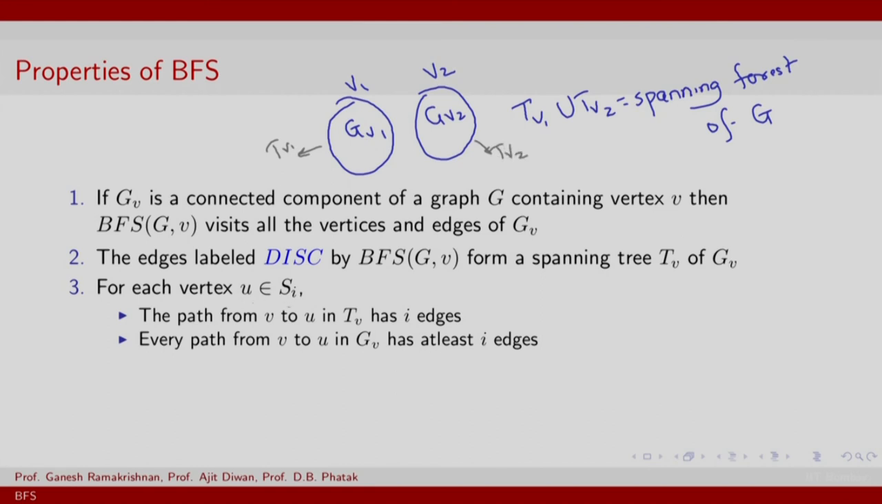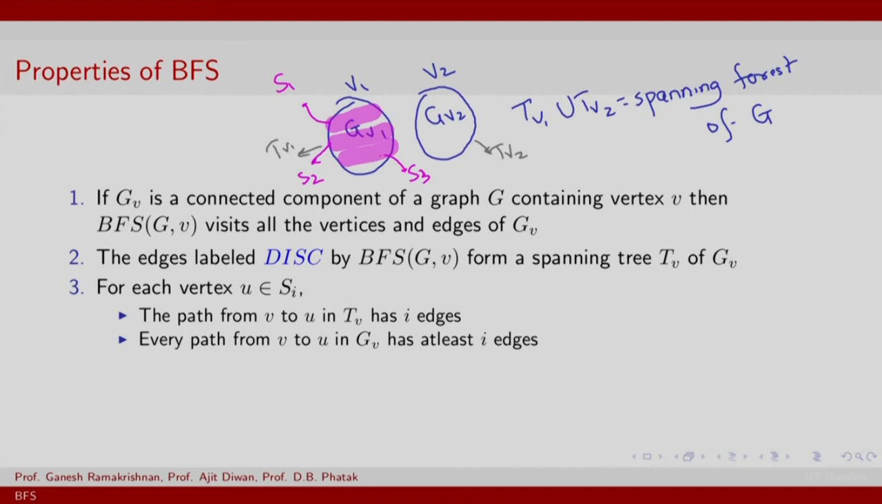Now for each vertex V in S, a particular Si, so the Si was the sequence that we populated at different levels. The path from V to U in TV has i edges. So the Si basically correspond to different slices in the same graph. S1, S2, S3, these were the slices in a single graph. And what we are saying here is that the path from V to any particular U in TV has i edges if U belongs to Si.